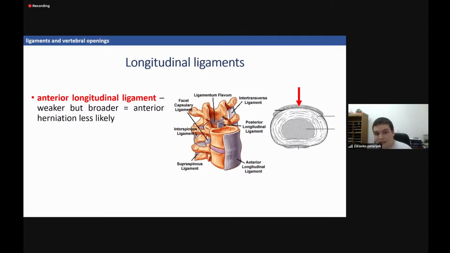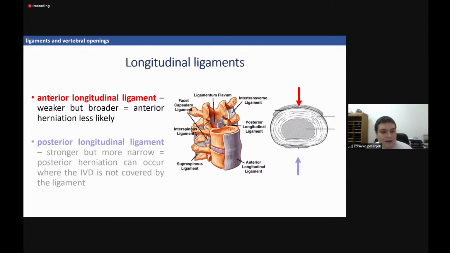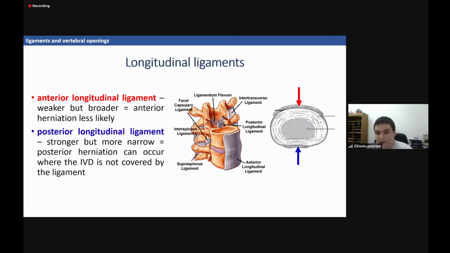It's important to understand that even though this ligament is structurally a little bit weaker than the posterior one, it is much broader and encompasses almost the entire circumference of the intervertebral disc from the anterior side, which makes anterior herniations less likely to occur. Of course, we will see next that even if anterior herniations would occur, they would be clinically much less significant than posterior herniations. Then we have the posterior longitudinal ligament, which is stronger than the anterior one.